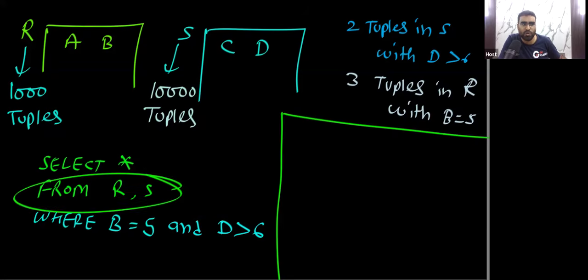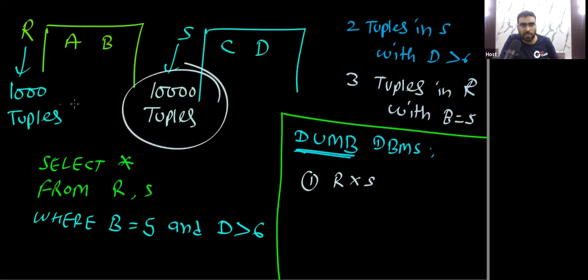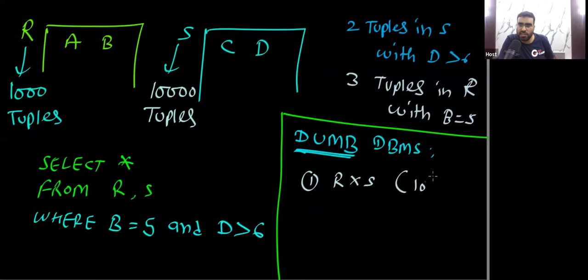Now just think about it and tell me, is the DBMS dumb? That the DBMS first will do the cross product? It would be a very dumb DBMS if it does like this. If you do the cross product, how many tuples will be there in the output? 1,000 multiplied by 10,000. That is 10 to the power 7 tuples. Is this clear?